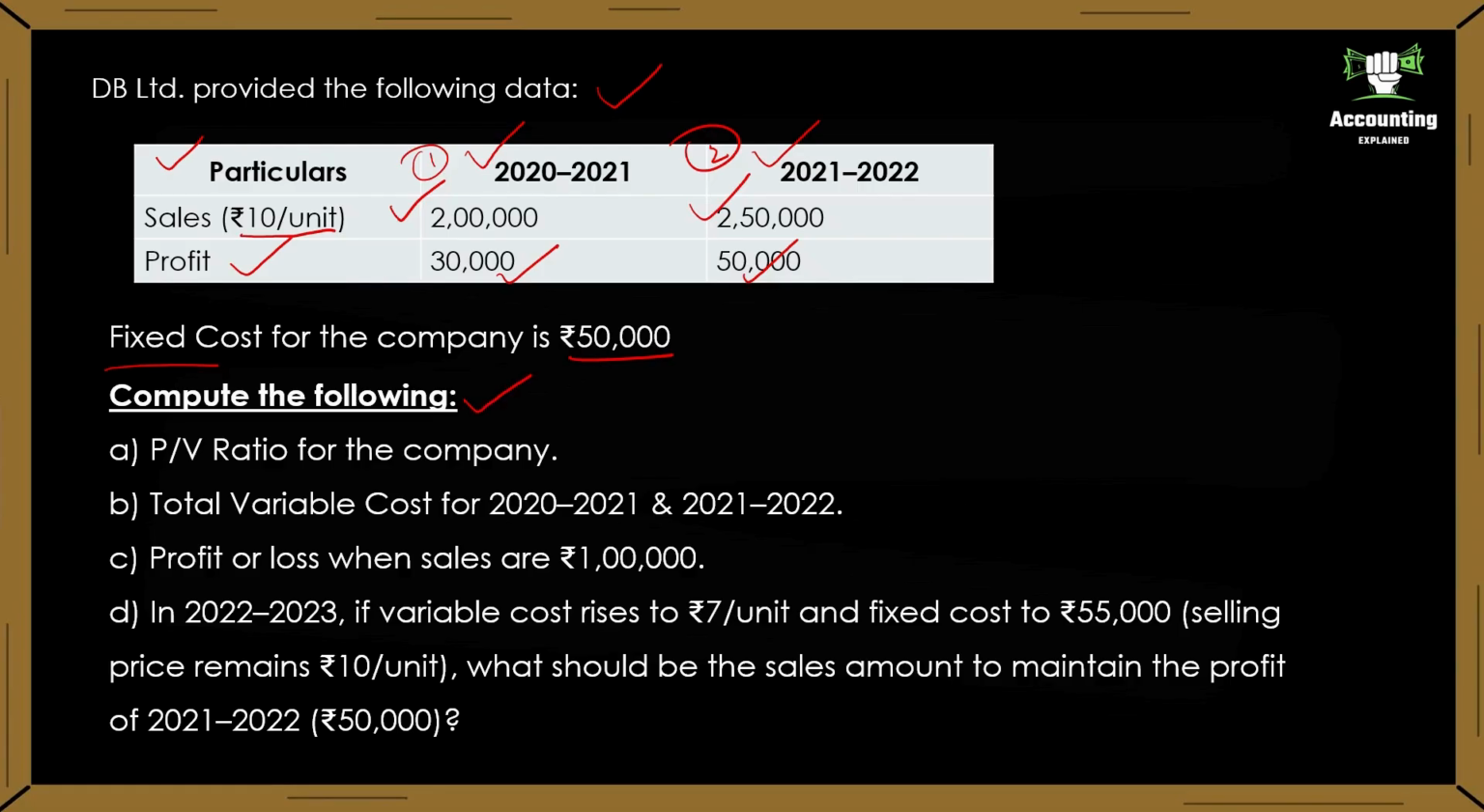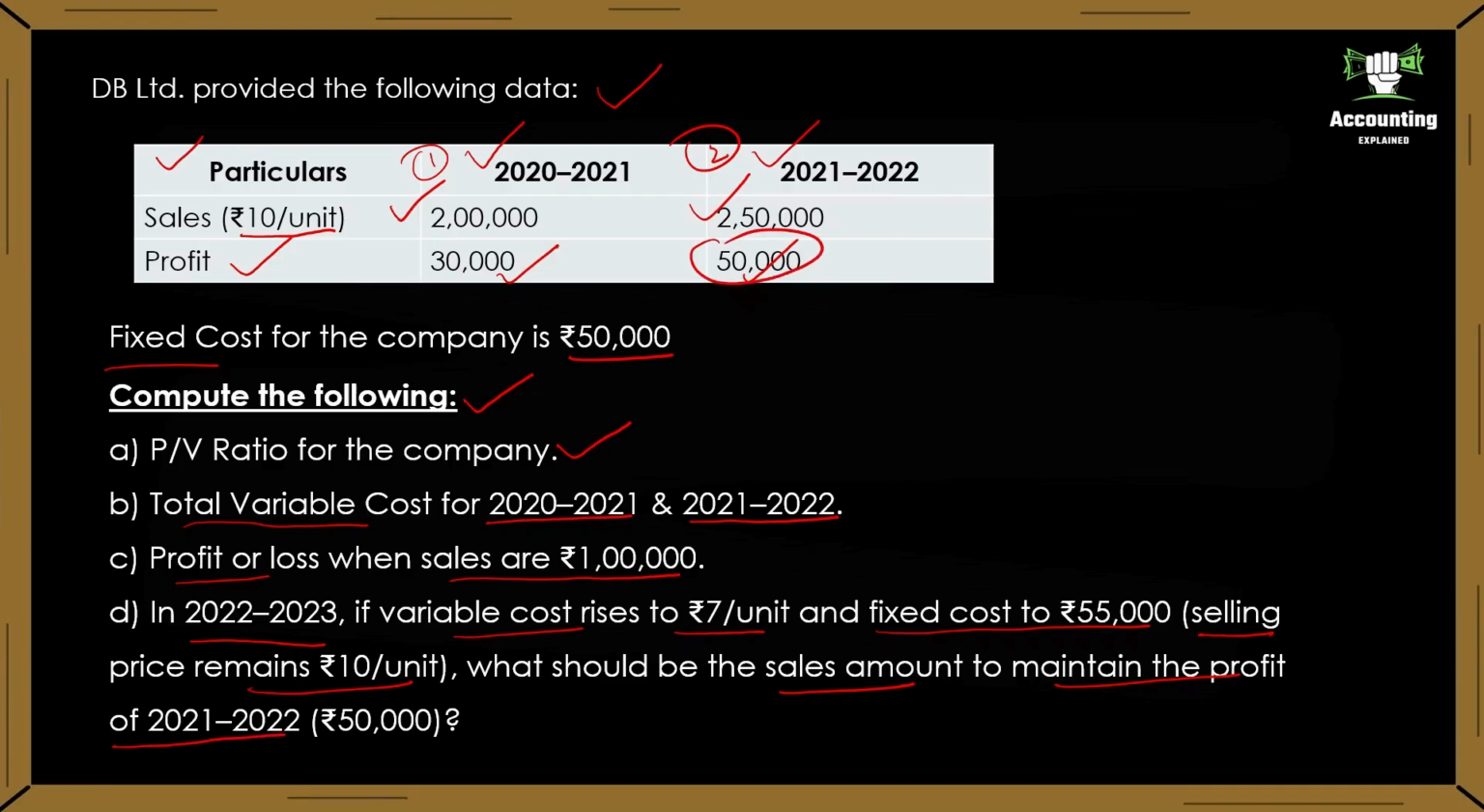You are required to compute the following: P by V ratio for the company, total variable cost for 2020-21 and 2021-22, and profit or loss when sales are rupees 1 lakh. In 2022-23, if variable cost rises to rupees 7 per unit and fixed cost to rupees 55,000, with selling price remaining rupees 10 per unit, what should be the sales amount to maintain the profit of 2021-22?